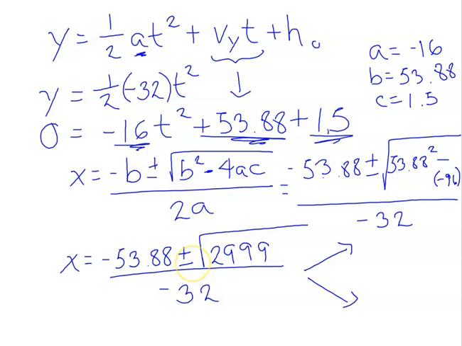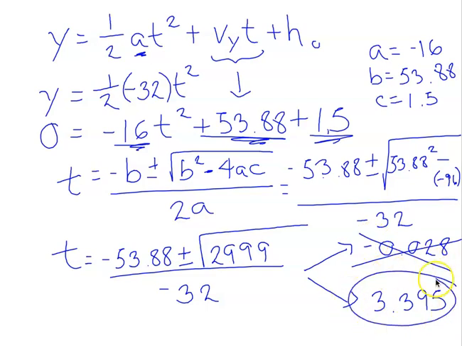The first one would be negative 53.88 plus the square root of 29.99. Always press equals after the numerator and divide it by negative 32. So plugging that in, I would get negative 0.028, and then the other one would be negative 53.88 minus the square root of 29.99, press equals, and then divide by negative 32, and that would be 3.395. Keep in mind that I'm not really solving for t, I'm solving for x here. I'm solving for t, which is time, because we're taking a more realistic approach with this word problem. Time can't be negative, so we're going to take this positive time.